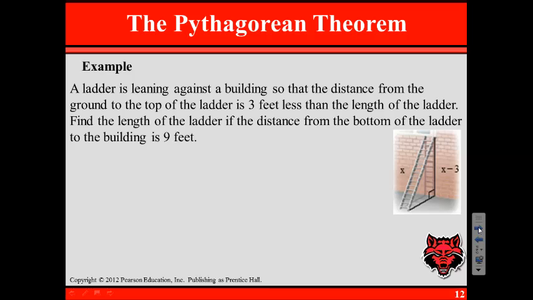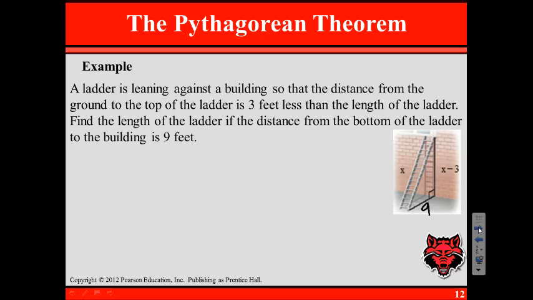A ladder is leaning against a building so that the distance from the ground to the top of the ladder is 3 less than the length of the ladder. Find the length of the ladder if the distance from the bottom of the ladder to the building is 9 feet. So in the diagram, it gives us the length of the ladder is x. The height of the top of the ladder all the way down to the ground is x minus 3. And we're told in the problem that the distance from the bottom of the ladder to the building is 9 feet. So we have a right triangle with all three sides given.